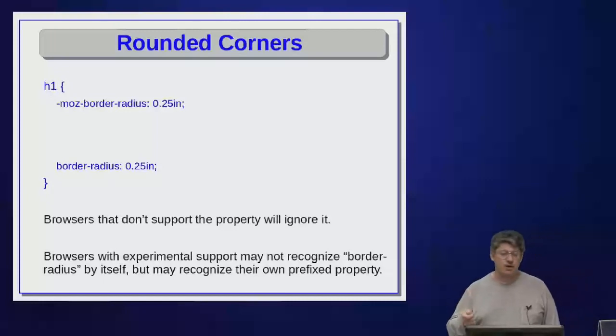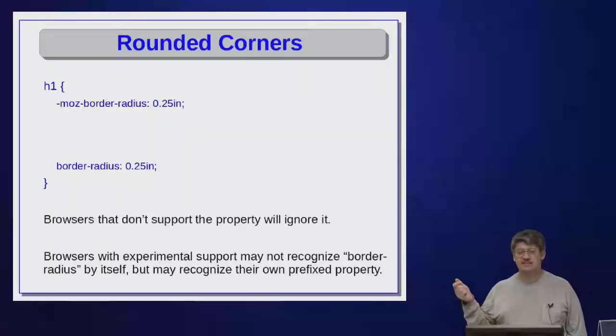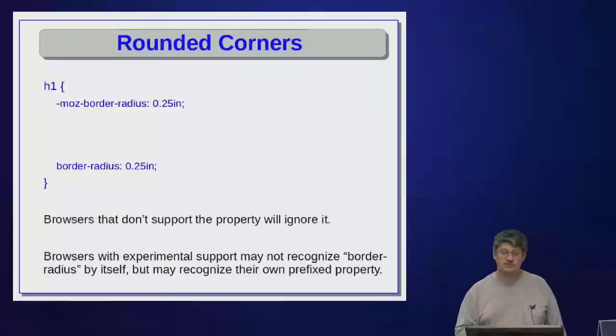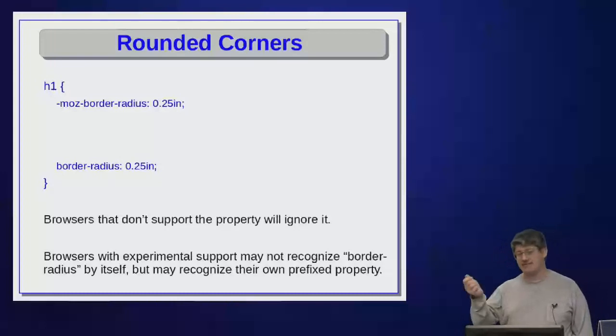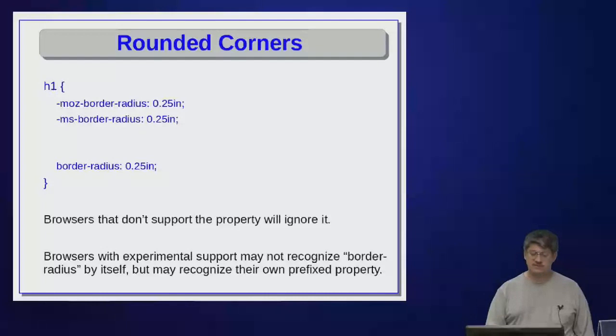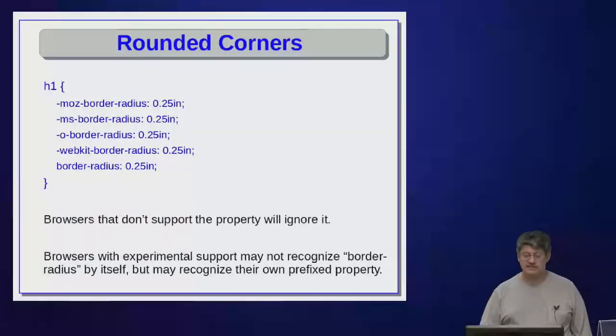So we can say -moz-border-radius and set that to 1/4 inch, and now on Firefox, if they have support for the border radius, then it'll work. So this will work on Firefox, and it'll work on fully standards compliant browsers. If we want to turn this on for other browsers that haven't released it yet but have it in sort of an experimental state, we can add those prefixes. So for example, for Internet Explorer, we can say -ms-, we can add Opera support, and we can throw WebKit support in like this.